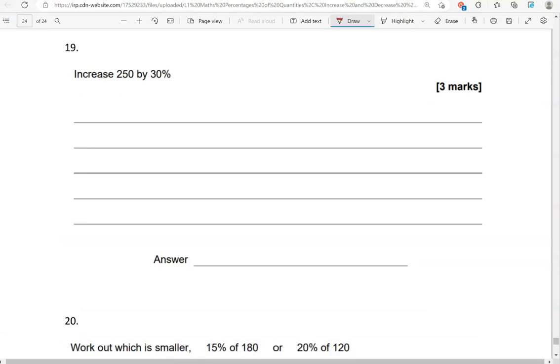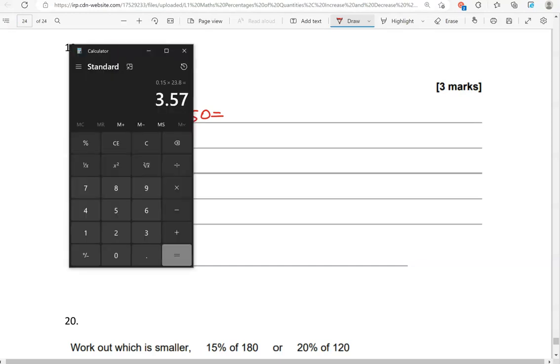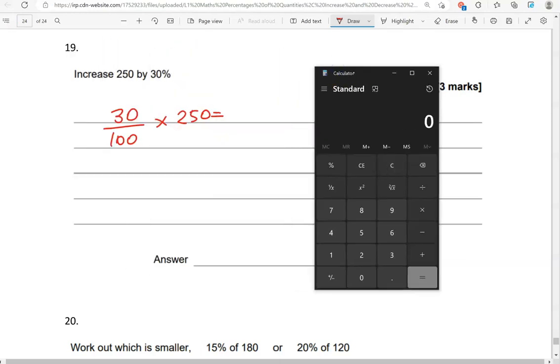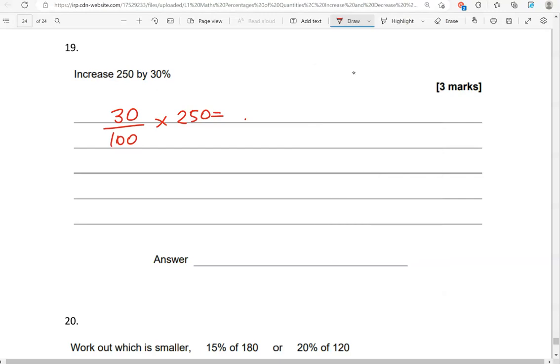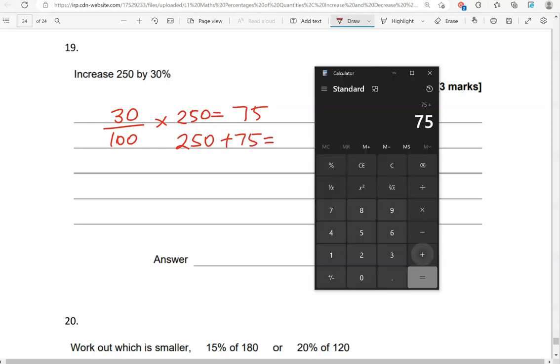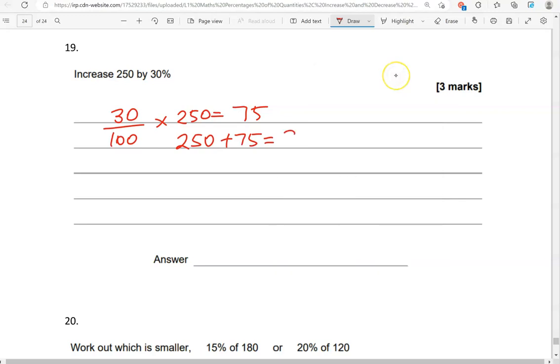Increase 250 by 30%. So 30% of 250, 30 divided by 100 times 250 gives us 75. So we're going to add that on top of 250, which gives us 325.